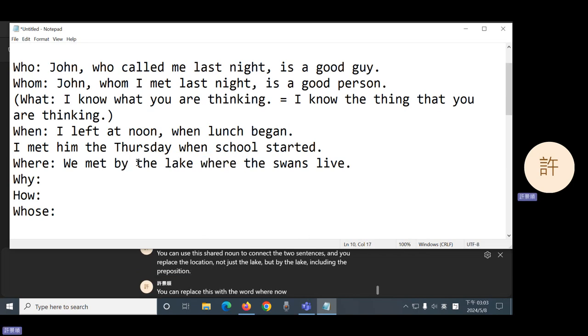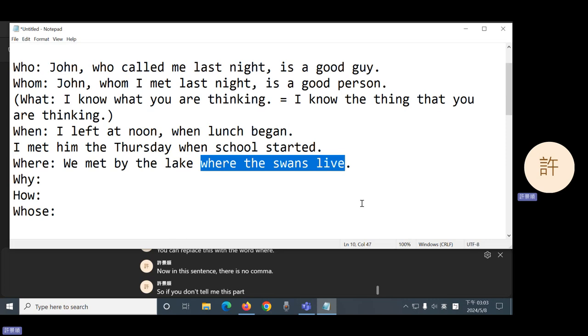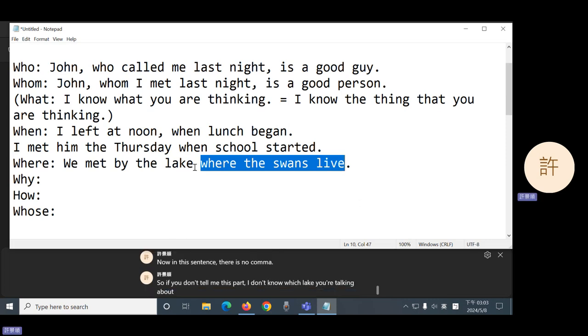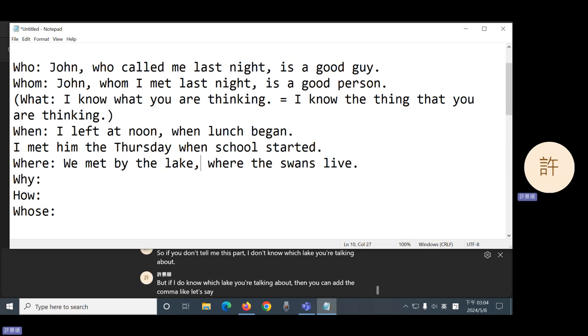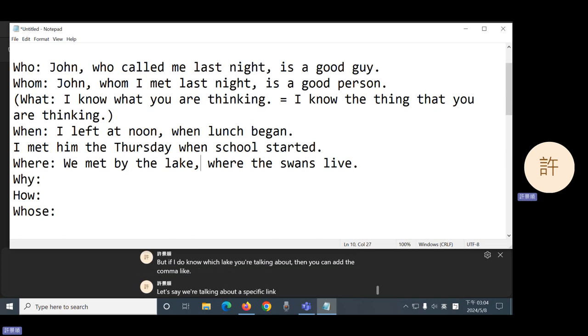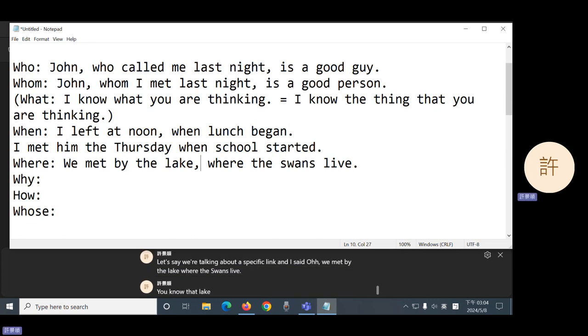Now, in this sentence, there is no comma. So if you don't tell me this part, I don't know which lake you're talking about. But if I do know which lake you're talking about, then you can add the comma. Like, let's say we're talking about a specific lake. And I said, oh, we met by the lake, where the swans live. You know that lake. You know it has swans. I'm just giving you extra information.